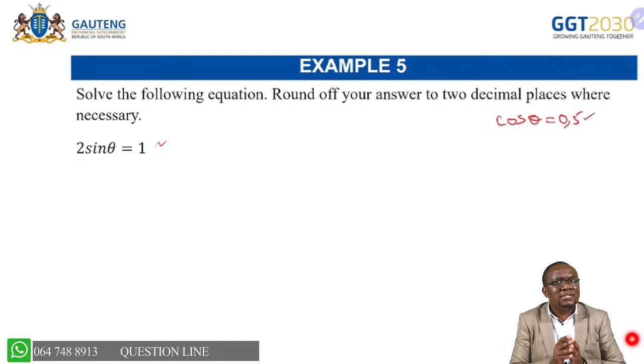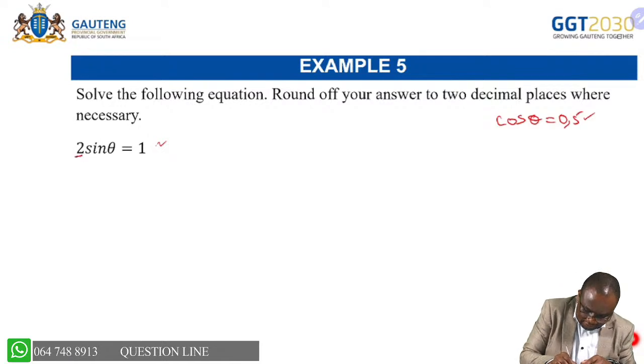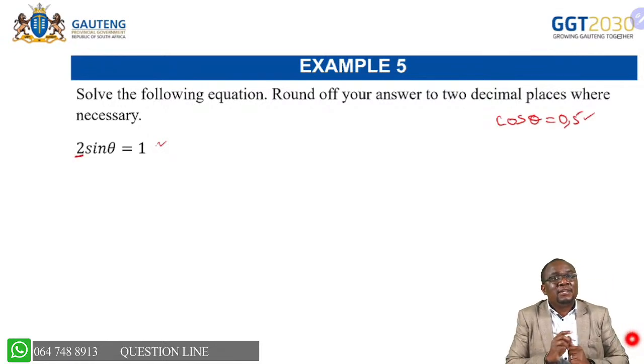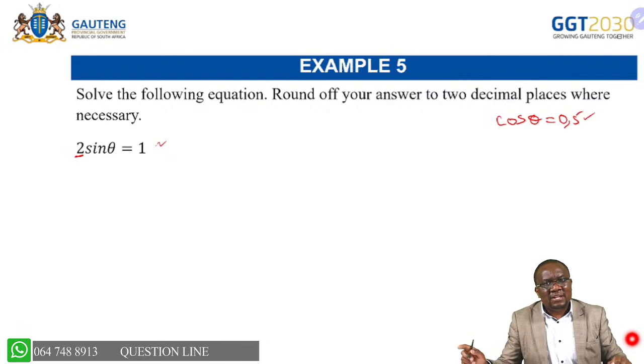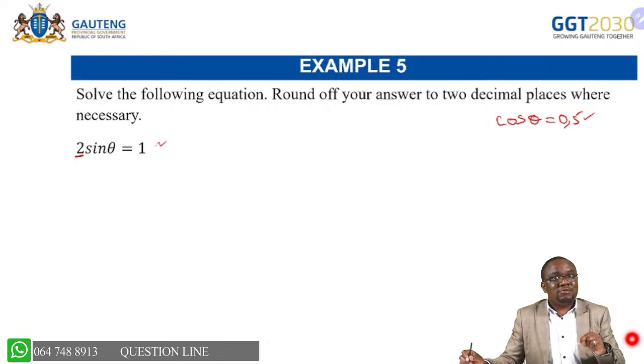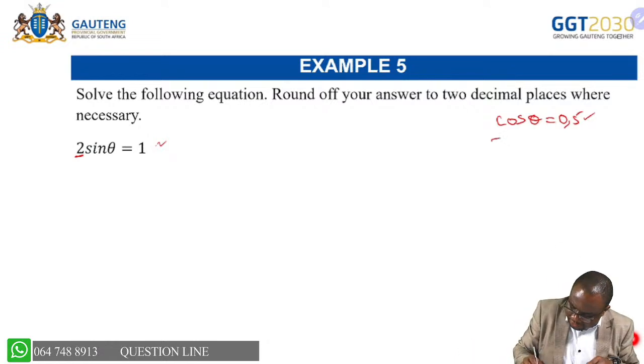No, it's not isolated. What is there with sine theta? That 2, the coefficient here, has to go to the right-hand side. So what must we do? Now this one is 2 times sine theta, right? 2 sine theta is 2 times.